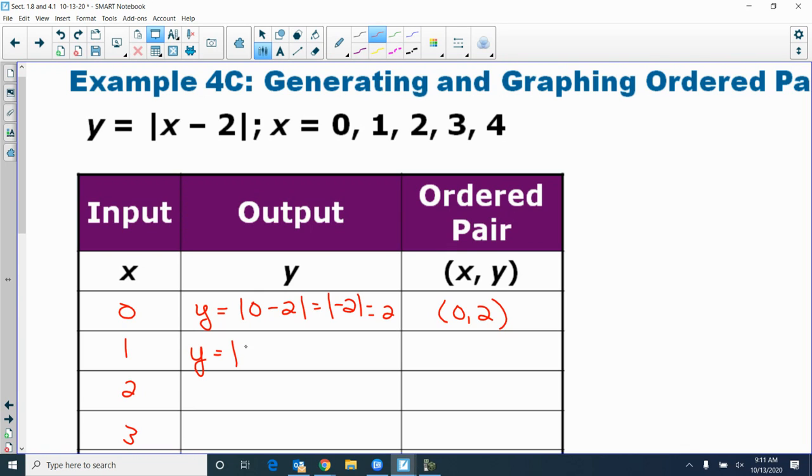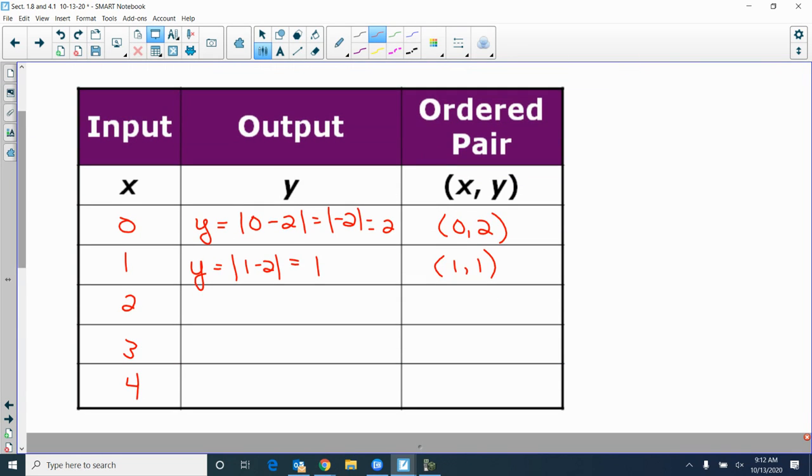Y equals the absolute value of 1 minus 2. Well, what's 1 minus 2? That is negative 1. What's the absolute value of negative 1? It is 1. So that gives me the point 1, 1. If I plug in 2, what's 2 minus 2? 0, and the absolute value of 0 is still 0. So that is 2, 0.